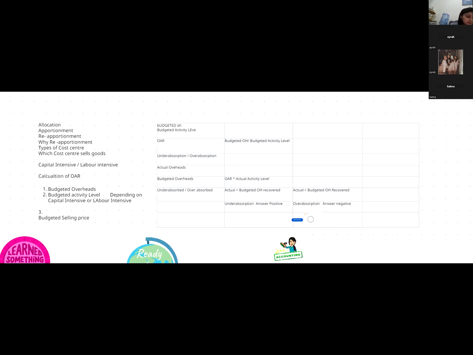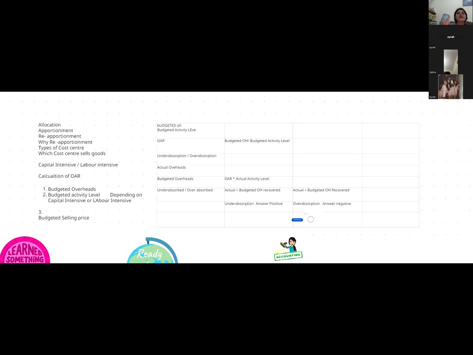To calculate your recovered overheads, you have to do OAR times the actual activity level. There are two things: labor intensive and capital intensive. Labor intensive is when the business works more with labor compared to capital, and capital intensive is when the business works more with machines. Use the numbers given to you to calculate the OAR. If the machine hours are more, you will use the machine hours to calculate the OAR.